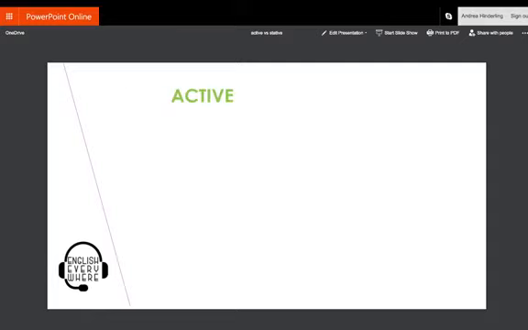So, active verbs. They are verbs of action. Active is an adjective and action is a noun. So here are some examples of active verbs. We have talk, walk, read, write, eat, and sleep. So all of those are active verbs, verbs of action.